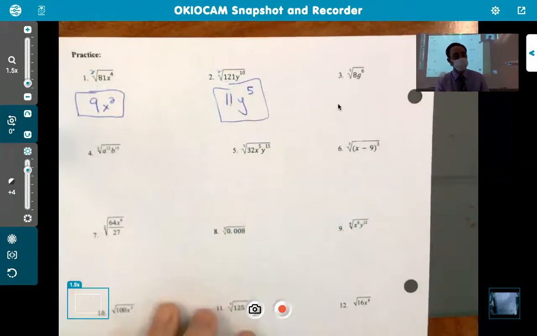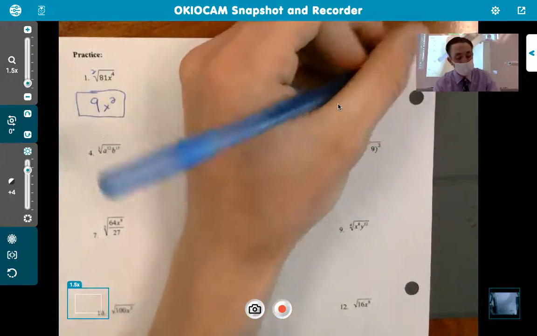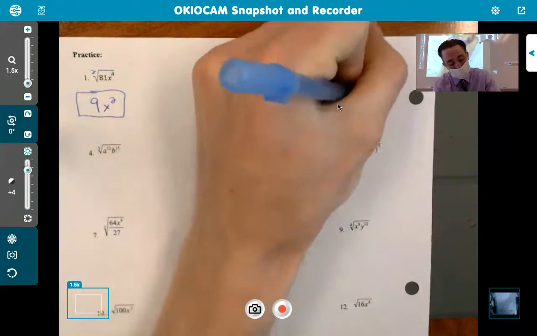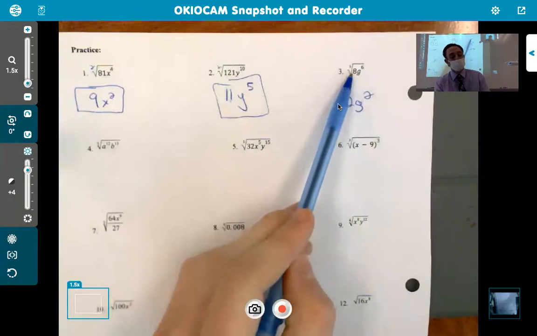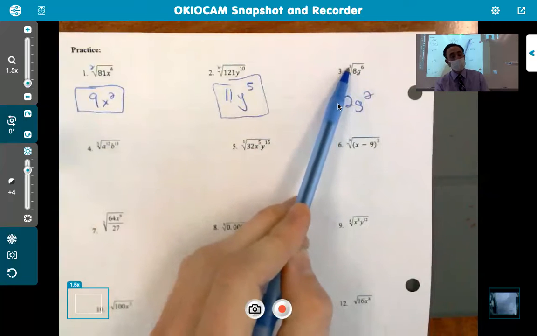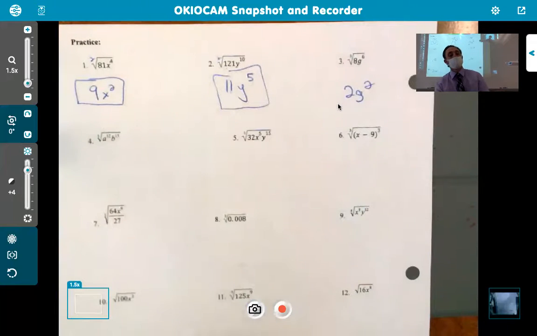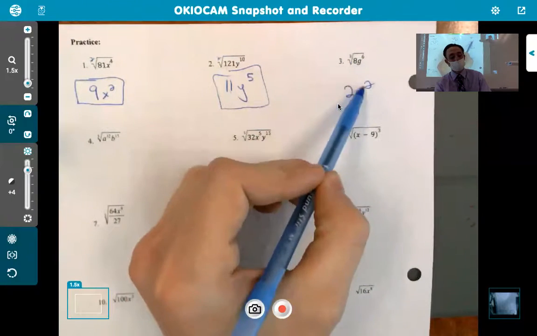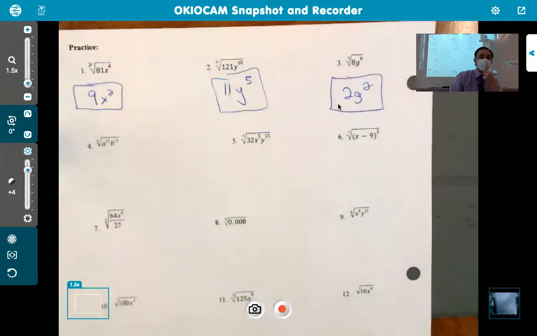And then example 3, what's that? 2g squared. Excuse me. So the cubed root now, my index is 3. Cubed root of 8, a number I can multiply together 3 times to give me 8. Well, 2 times 2 gives me 4, times an additional 2 gives me the 8. And then I have g to the 6 divided by 3, which gives me g squared. Any questions about numbers 1, 2, or 3?